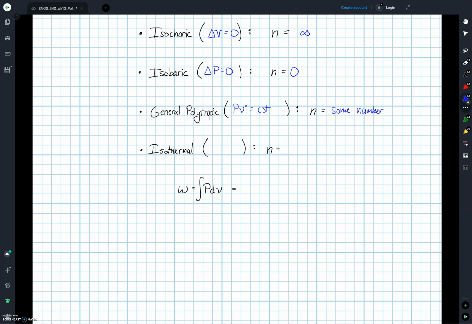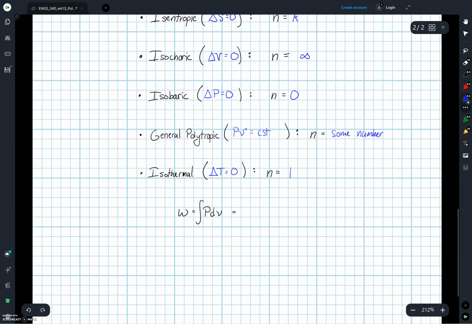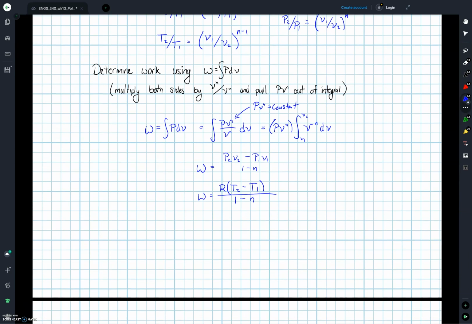The last one, which is a little bit different, is isothermal. So that's, as hopefully you know, no change in temperature. So PV equals RT. So if T is constant, then PV to the 1 is constant. So that's an n equals 1 polytropic process. And this one we get a little bit different. If I scroll back up, if we look at our solution here, at this point we would get V to the -1, or 1 over V. And then rather than doing that as a power, that integral is a natural log.